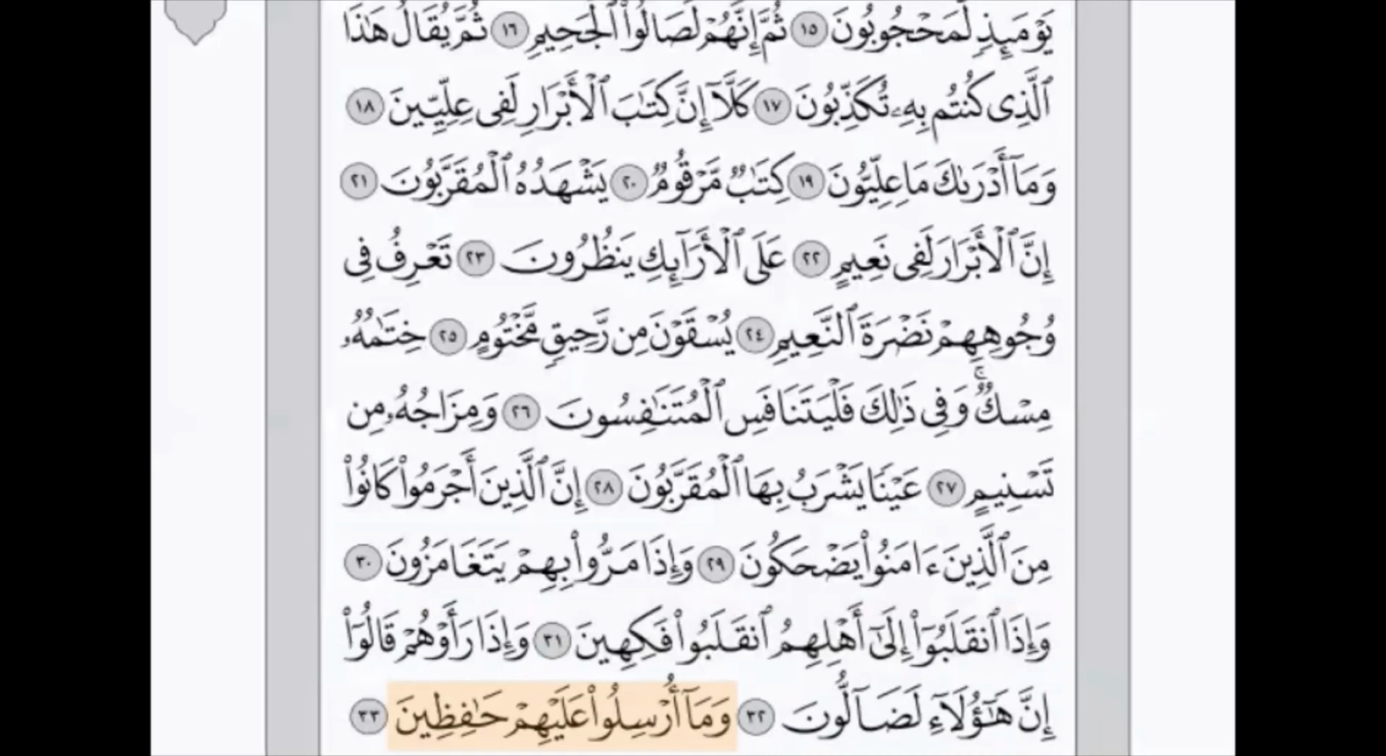Hafizeen. Here you have mad jaiz munfasil, the same type that we discussed here as well as here between the waw and the hamza. It's jaiz munfasil, permissible to extend beyond 2. Our chosen extension is 4 or 5 counts. Ra has a sukoon, it is preceded by a dhamma, so it's heavy. The waw here is natural mud, extended for 2 counts.